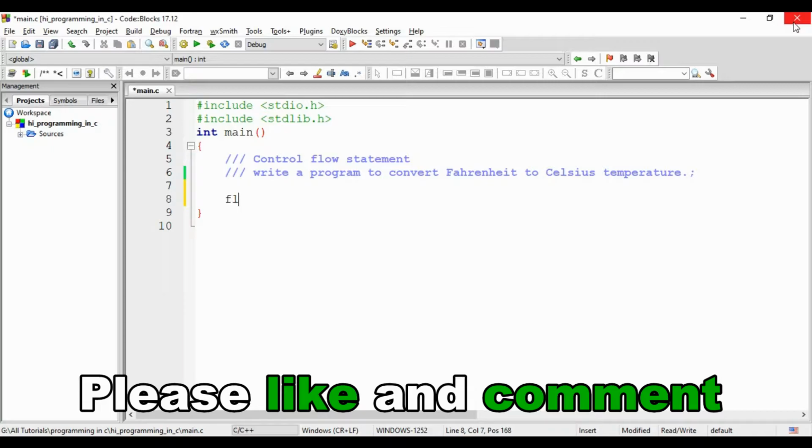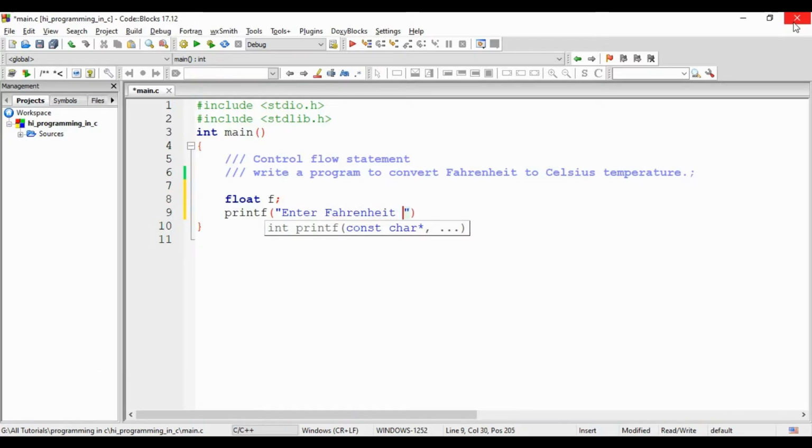Okay, first of all, declare a variable float f and printf "Enter Fahrenheit value." Now calculate. The Fahrenheit equation is like this.